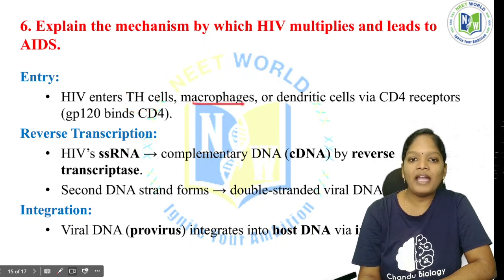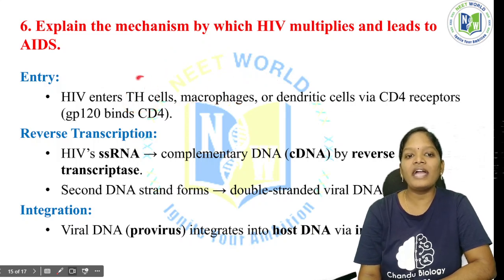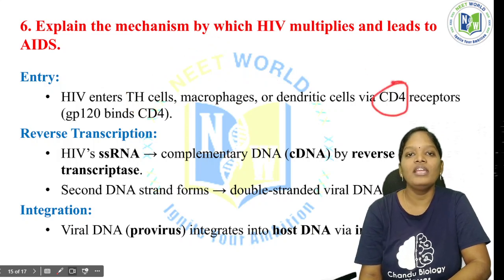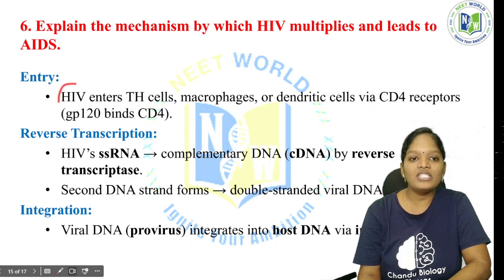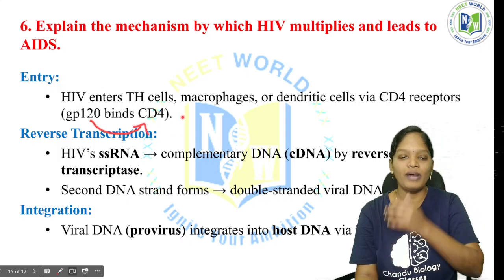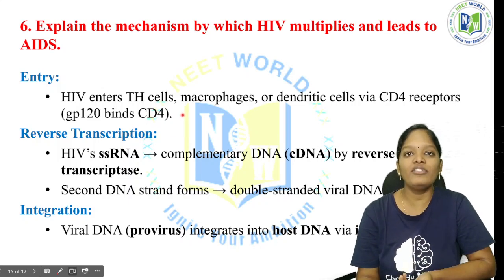So if the CD4 marker is destroyed by this HIV, the T helper cell is functionless. The macrophages and dendritic cells can't act as antigen presenting cells because of the absence of the CD4 marker. Okay, so this HIV, that is GP120, glycoprotein 120, binds with the CD4 marker, that is the CD4 receptor.